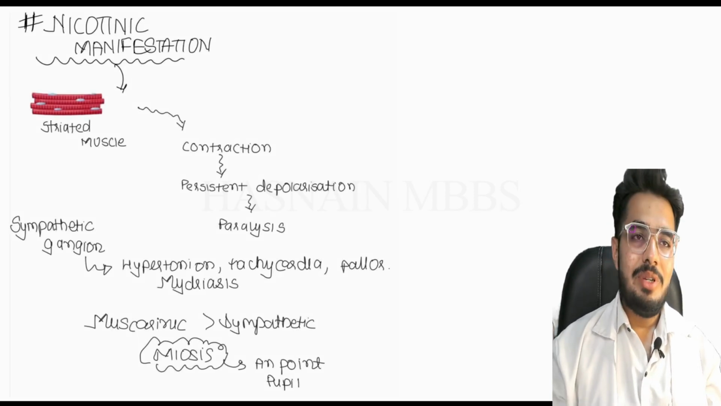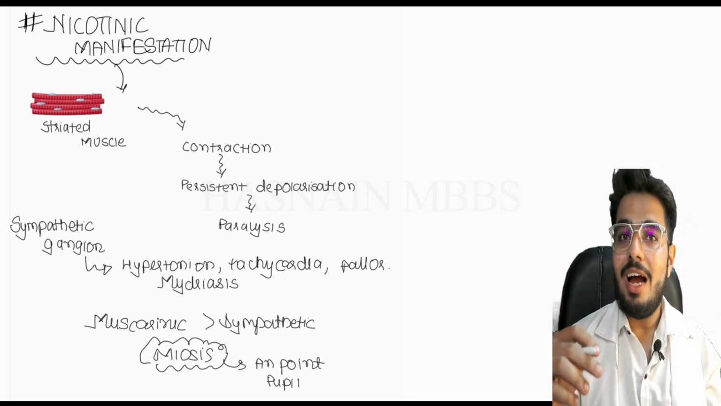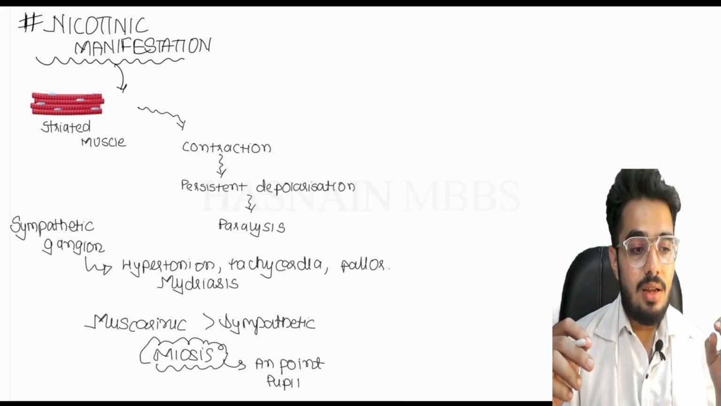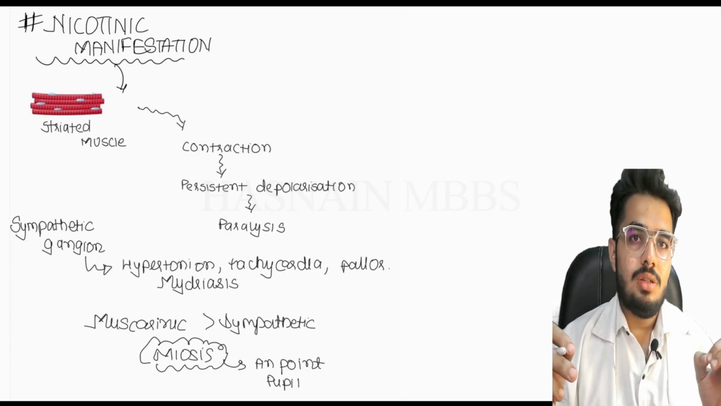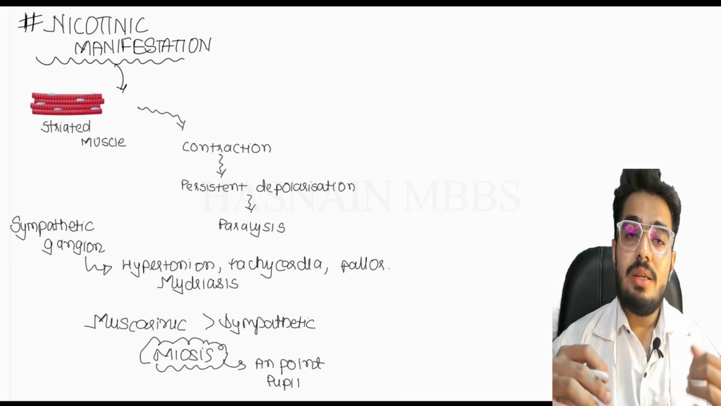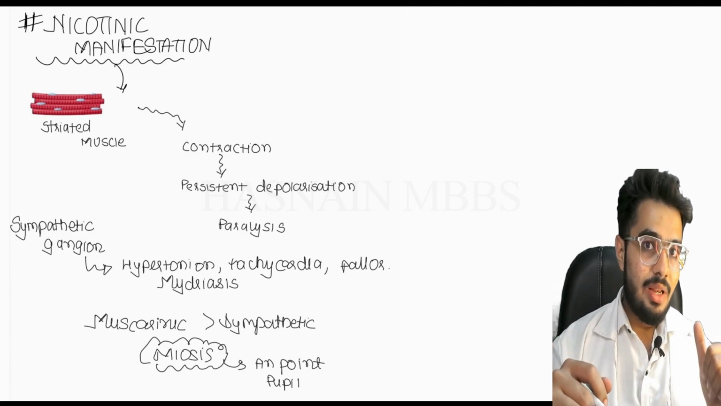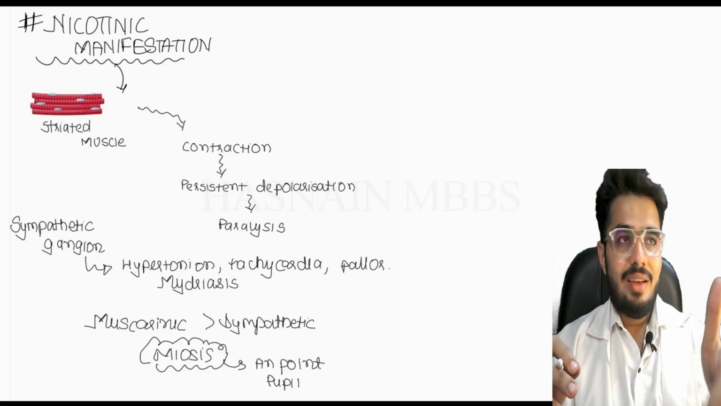Now we are going to learn about nicotinic symptoms. Nicotinic symptoms occur first: it will cause contraction of the striated muscle, and it will have a persistent depolarization. As a result, it will paralyze the muscle, and the symptom will be muscle cramps initially. So we have learned about the muscarinic effect and nicotinic effect.